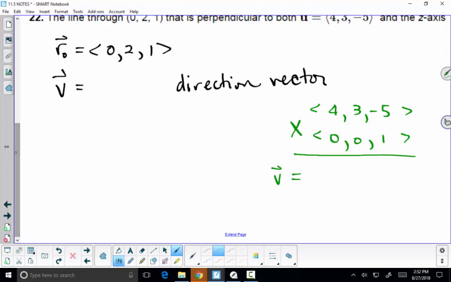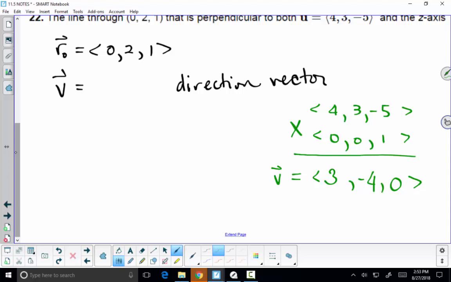And so when we cross these two together, we're going to get this as our direction vector, whatever we get when we cross this. So first, write the structure of the vector down. And cross out the first column. We're going to have 3 minus 0. And then we're going to have 4 minus 0. Change the sign. And then cross out the z, and we get 0. So we're going to use that as our direction vector.